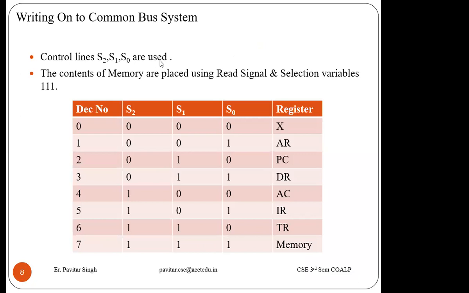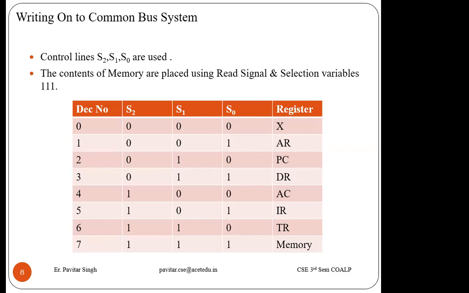So this is the writing onto the common bus system. You can see the table for every register. This is the decimal representation 0, 1, 2, 3, and so on up to 7. Because number 0 is not assigned to any register, I have put a don't care cross sign in the first row, right? So how is writing onto the common bus system achieved? It will be achieved with the help of 3 control lines, S2, S1 and S0, right?